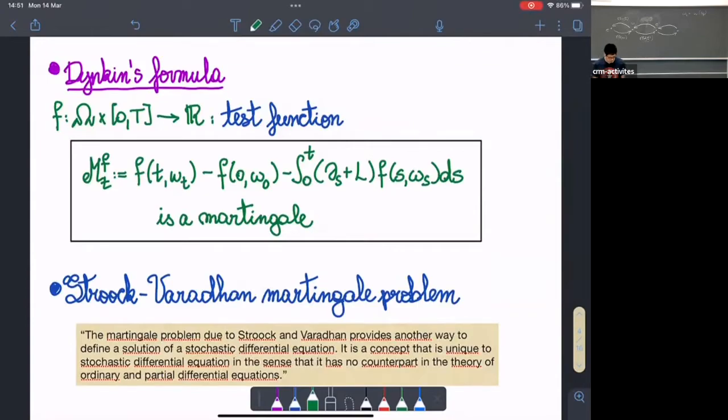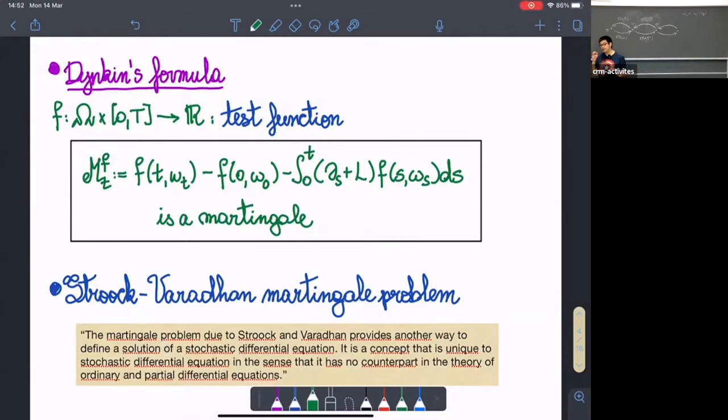So here I took a random quotation from Google. I just put martingale problem on Google and took the first nice quotation I found, which says: the martingale problem due to Stroock and Varadhan provides another way to define a solution of a stochastic differential equation. It is a concept that is unique to stochastic differential equations in the sense that it has no counterpart in the theory of ordinary and partial differential equations. Well, here you should replace stochastic differential equation by Markov chain, and it's the same thing.